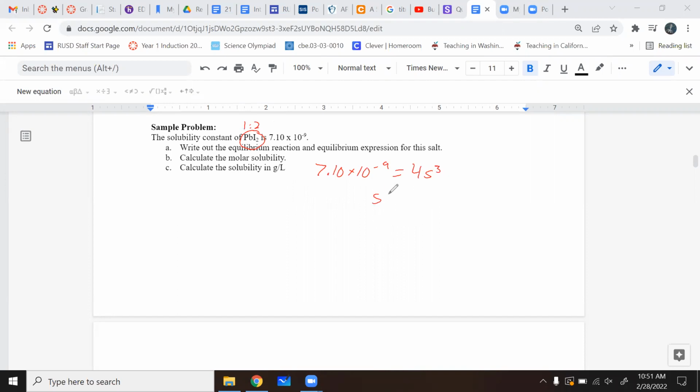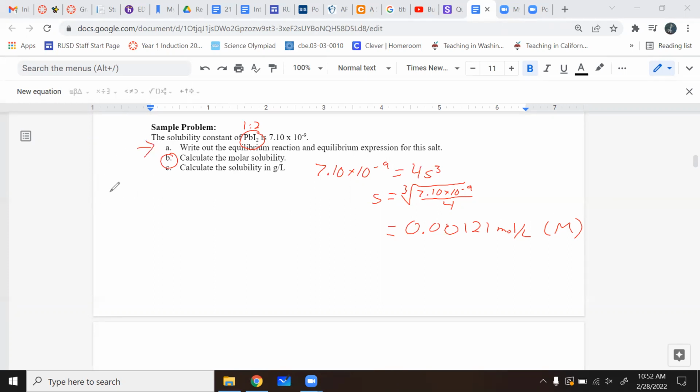Now, if we solve for s, that's going to be the cube root of 7.10 times 10 to the negative 9th over 4, which gives us a value of approximately 0.00121 moles per liter. So you can also write that as a capital M for molarity. That's the amount of moles of this particular salt that can dissolve in every 1 liter. Just looking at that value, we know that lead iodide is not particularly soluble. So that answers B. I know I did this a little bit out of order.